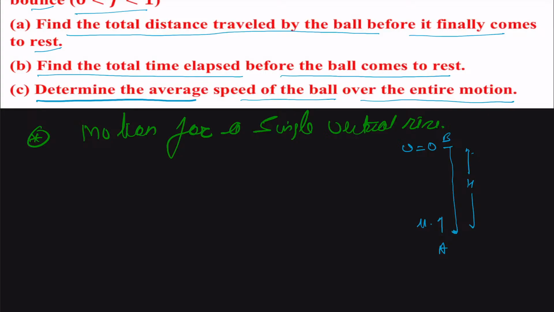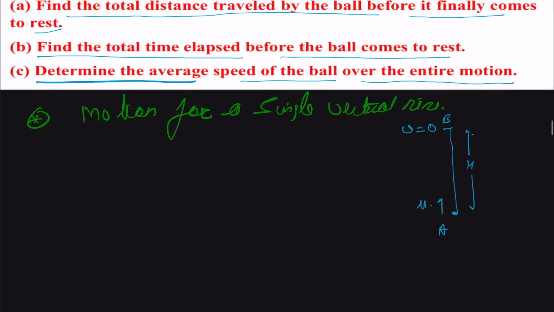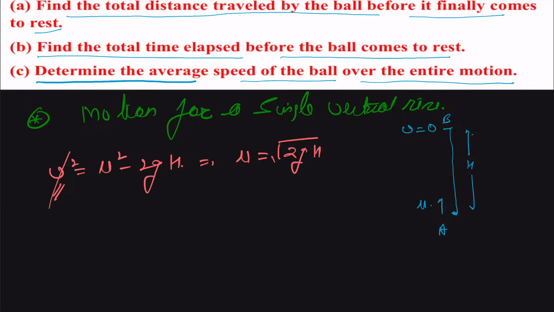So we can use the basic equation of kinematics. We can say that V square is equal to U square minus 2GH. Our V is equal to 0, so this goes away. So we get that the initial velocity of projection will be equal to the square root of 2GH.